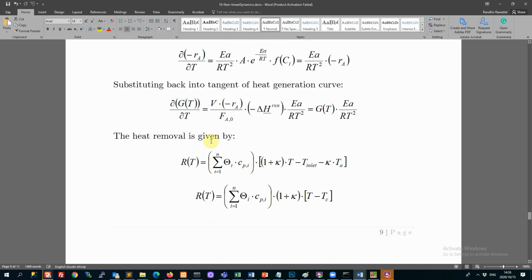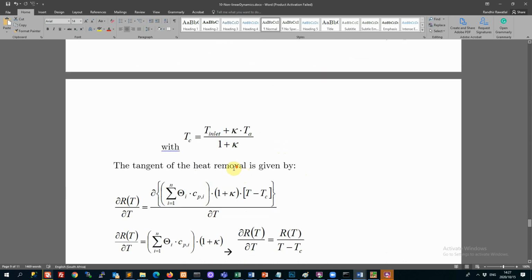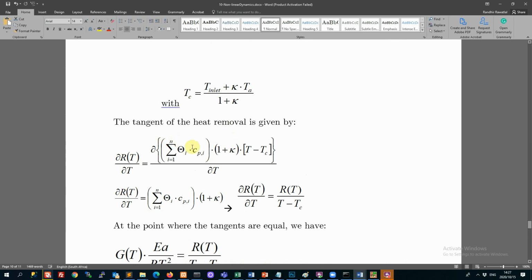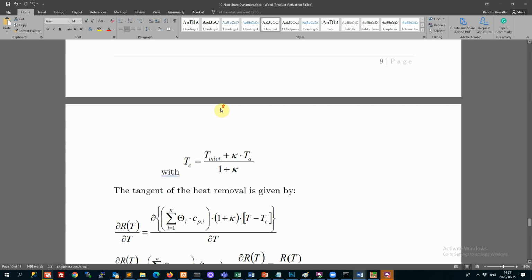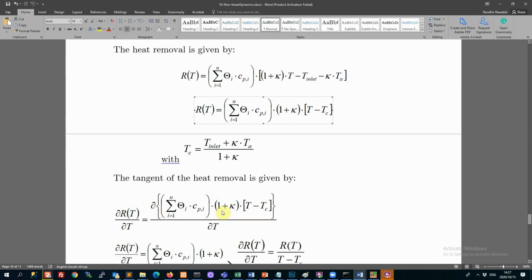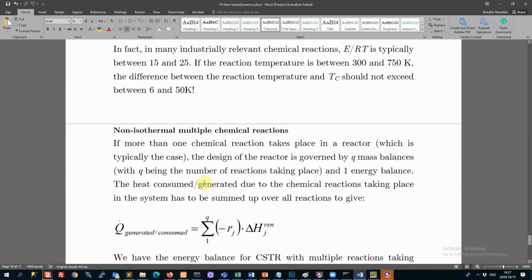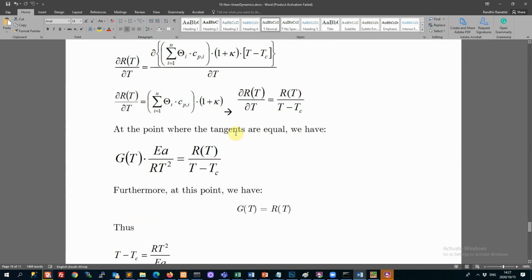And then for your heat removal, this obviously is easier. It's simply linear in T. If you differentiate R with respect to T, it's just going to be 1 plus kappa times this thing. If you substitute all that, then you can again say, if I look at it, it looks like R of T over T minus T_C. You can read the algebra here, and verify that you can represent dR/dT in that way.